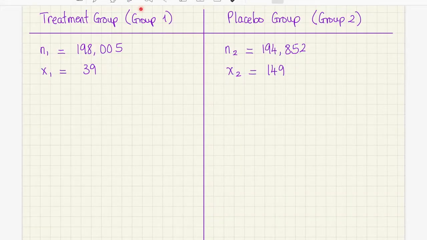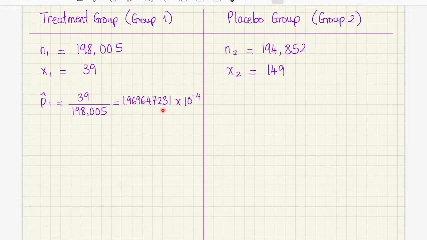I am organizing this information in a table. The left part is my first group and the right part is my second group. I am going to work on group 1 first. I need my P hat 1, which is x1 over n1, 39 over 198,005. So I get 1.969647231 times 10 to the negative 4.